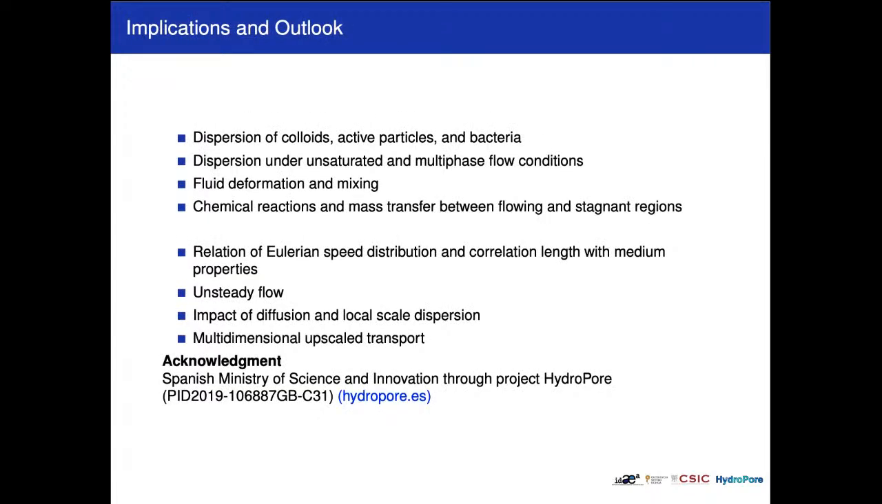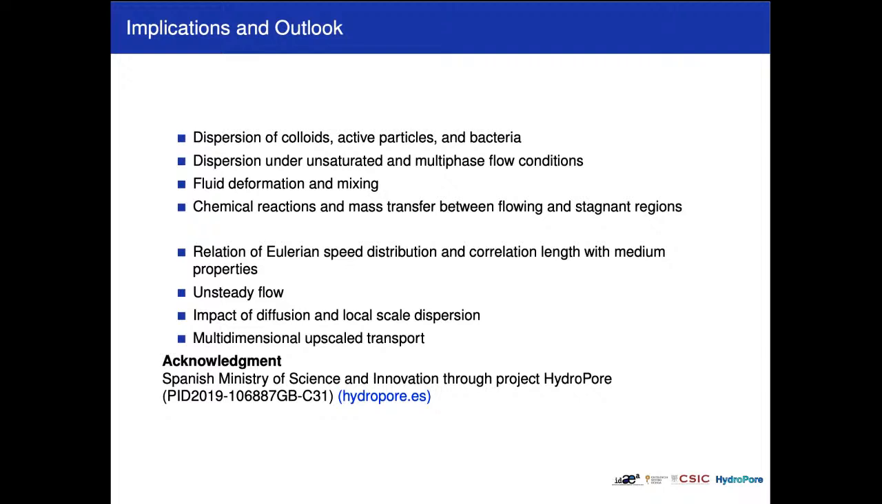So one can also modify this type of transport framework for different types of transport situations, for example, for dispersion of colloids, of active particles, bacteria. One can look at dispersion under unsaturated multiphase flow conditions, because what we need is a flow field, no? And we need some geometrical information. In principle, we can parameterize a flow model, and can also adapt it to look at fluid deformation and mixing, and can be used to also look at chemical reactions and mass transfer between flowing and non-flowing regions, like mobile, immobile situations.